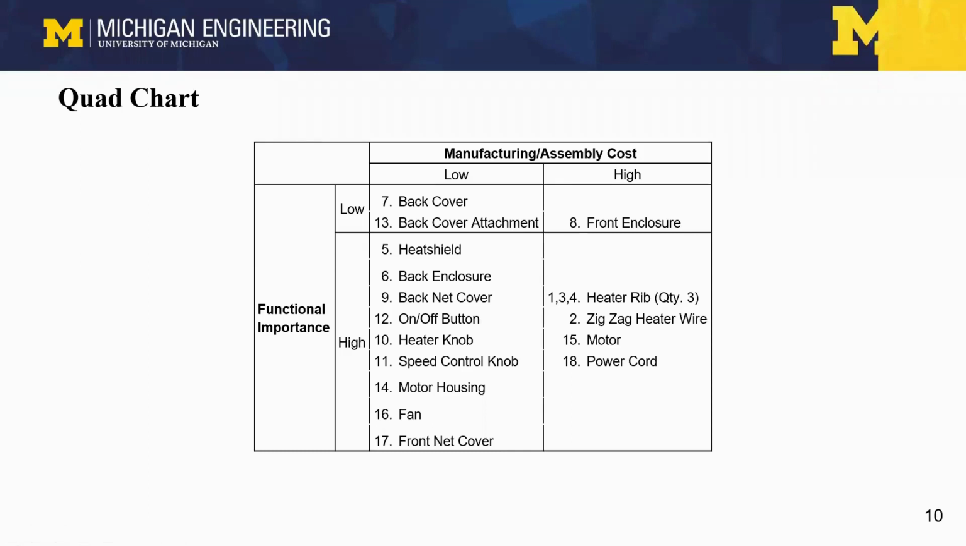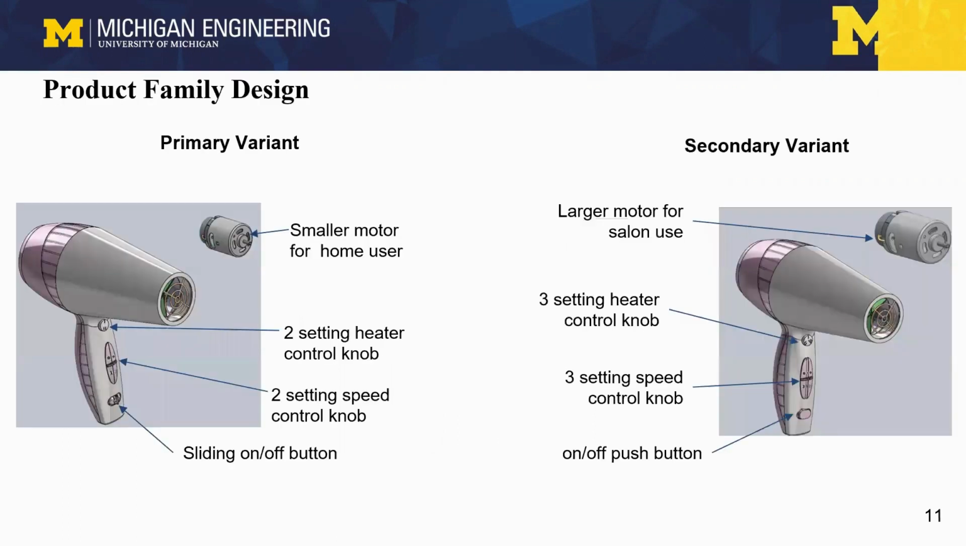The quad chart was used to distinguish between high and low functional importance and manufacturing/assembly cost. The redesign focused on the front enclosure due to the high cost, and the heater ribs and zigzag wire assembly due to their high cost and high functional importance. Our primary variant is for the individual or home user, and the secondary variant is for the salon chain employee.